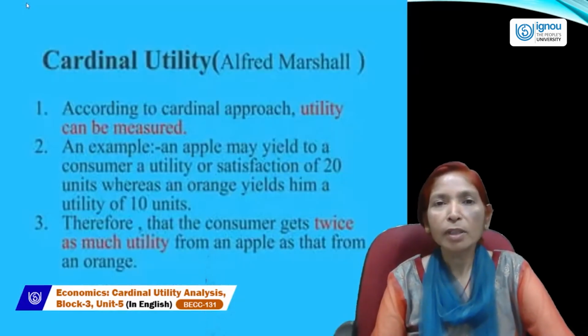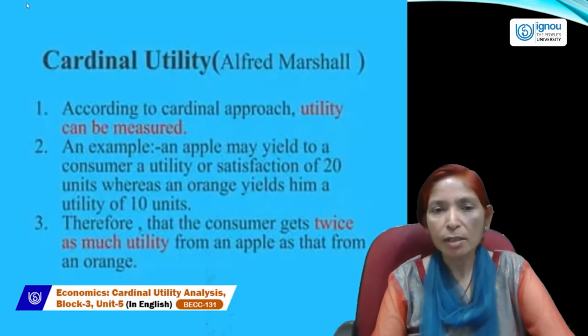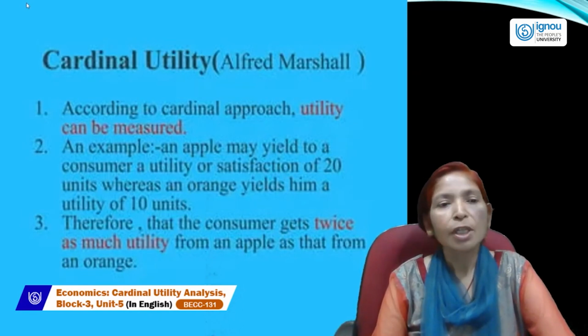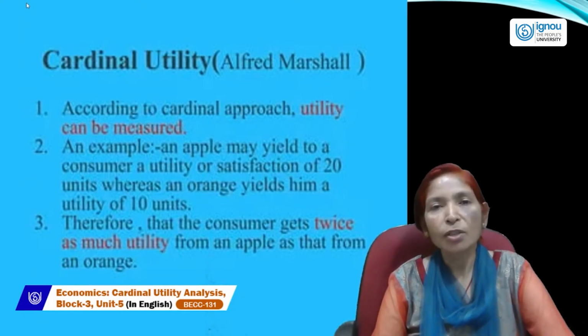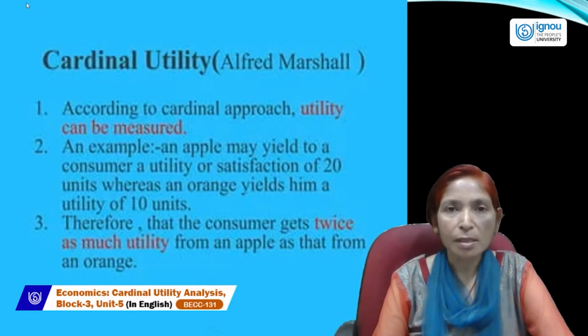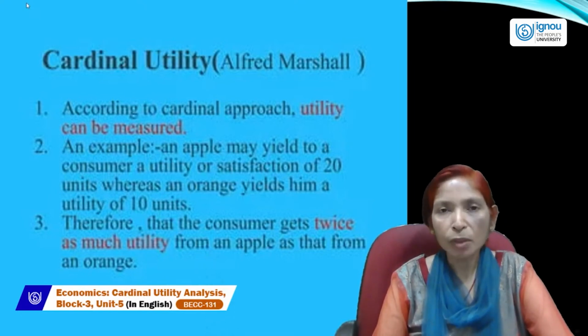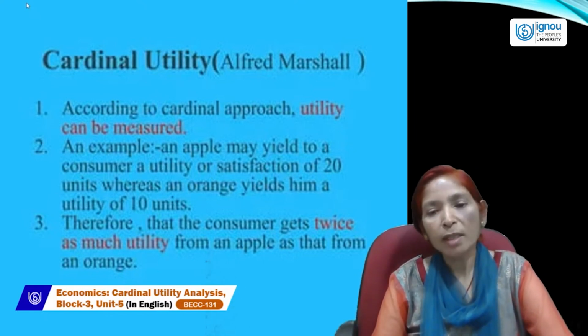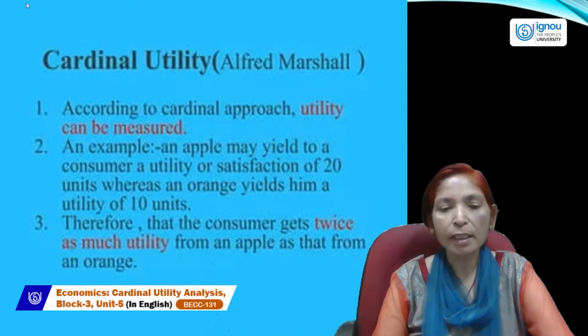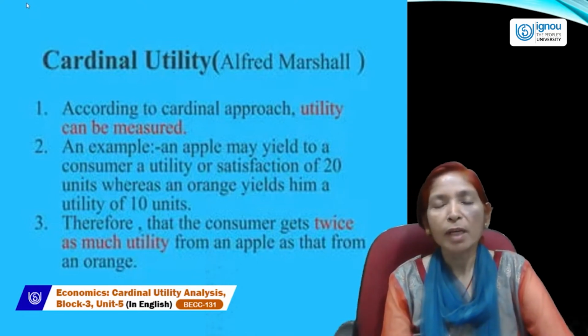Now, next is cardinal utility, which is presented by Alfred Marshall. According to this cardinal approach, utility can be measured. For example, an apple may yield to a consumer a utility or satisfaction of 20 utils, whereas an orange yields him a utility of 10 utils. So, which one is giving you maximum satisfaction? Obviously, 20 utils are more than 10 utils. Therefore, the consumer gets twice as much utility from an apple as from an orange.